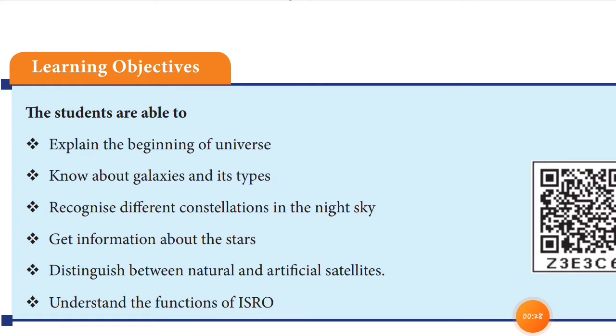Okay, children, in this lesson you will learn the learning objectives. The first one, you are able to understand and explain the beginning of the universe, and to know about galaxies and their types. The third one, to recognize the different constellations in the night sky. The fourth point, you get information about the stars. The next one, distinction between natural and artificial satellites. The last one, you understand the functions of ISRO. ISRO means Indian Space Research Organisation. Now let's move to the lesson, okay?